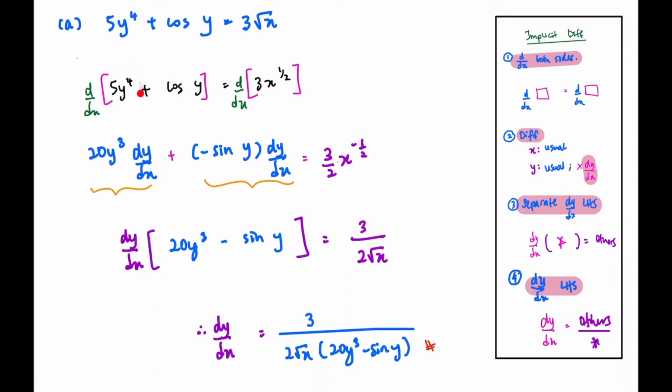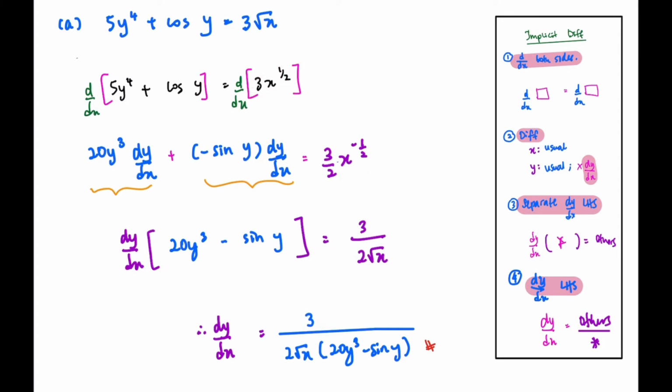For the first term, this is just the power rule: bring down the power, reduce it by 1, but we need to further differentiate, then multiply by dy over dx. Plus, now let's differentiate cos y. Cos y is just minus sine y. Further differentiate y, that is just dy over dx. And finally, let's do our right hand side here. This is just the power rule, so just bring down the power and reduce it by 1.